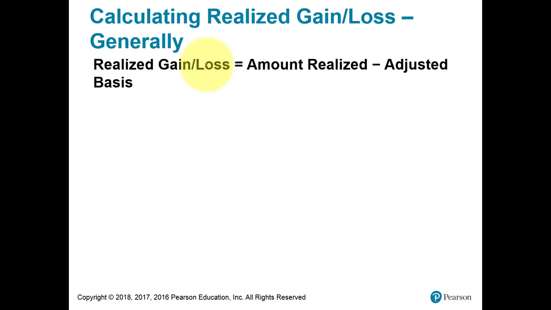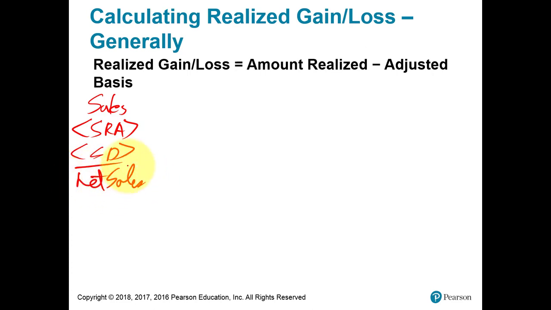So here's a simple formula. The so-called realized gain or loss, remember, not necessarily recognized yet, is equal to something called amount realized minus the adjusted basis. If you remember way back in your previous accounting classes, you sold merchandise, you had something called sales, and you minused out the sales returns and allowances and sales discounts to get something called net sales. Well, this net sales figure is comparable to this amount realized.